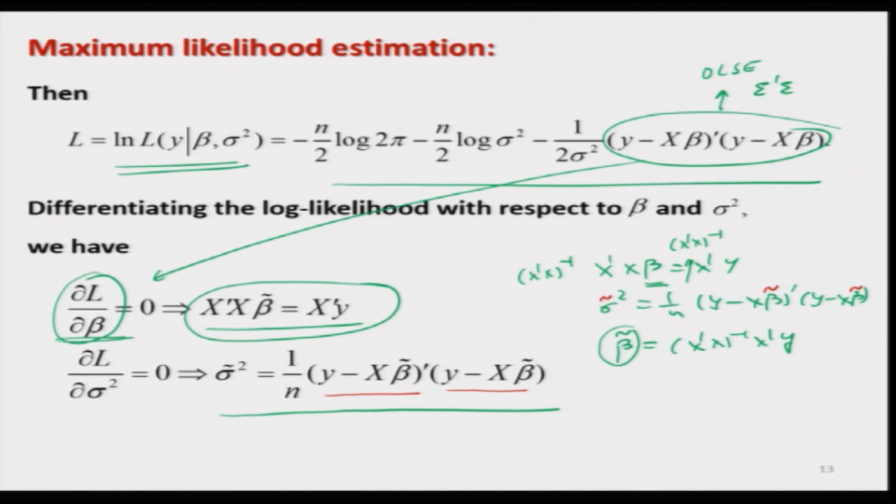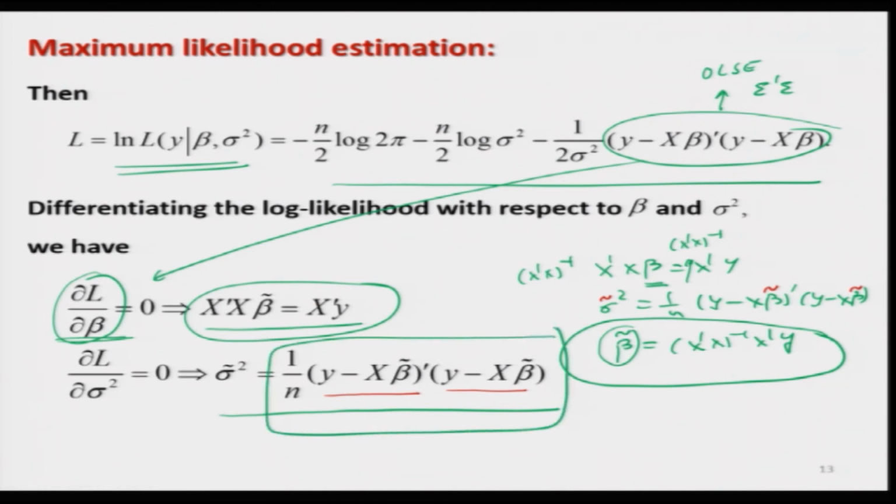And if you see here, the least square estimator that you obtained earlier was beta hat equal to x transpose x whole inverse x transpose y, and here also you are getting the maximum likelihood estimator of beta as x transpose x whole inverse x transpose y. But if you look at the estimator of sigma square, this is different. In the case of least square estimation, the divisor was n minus p.